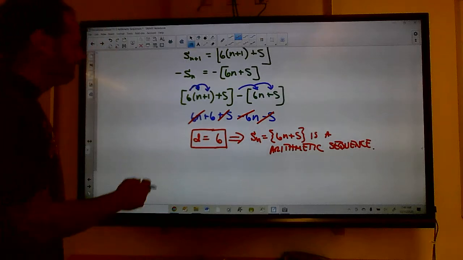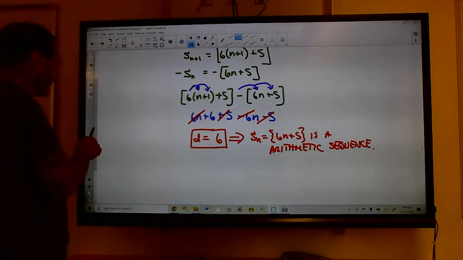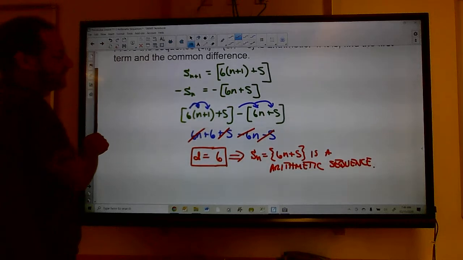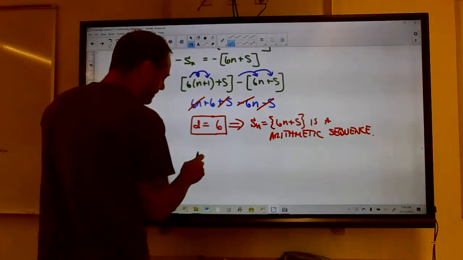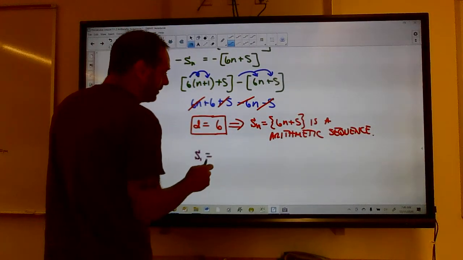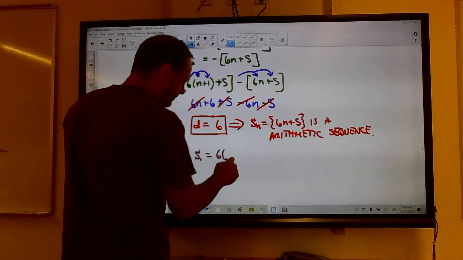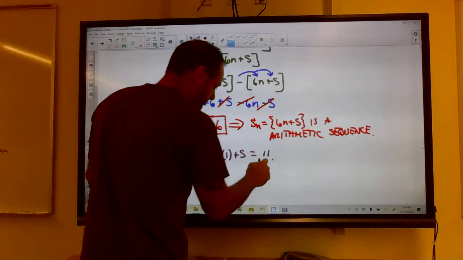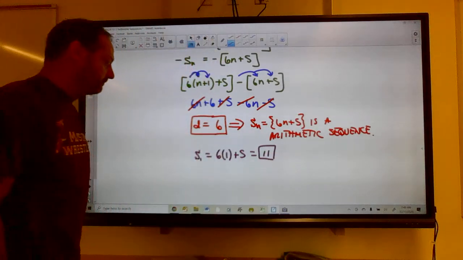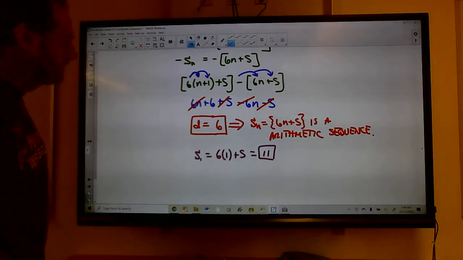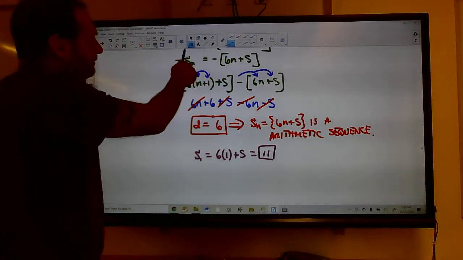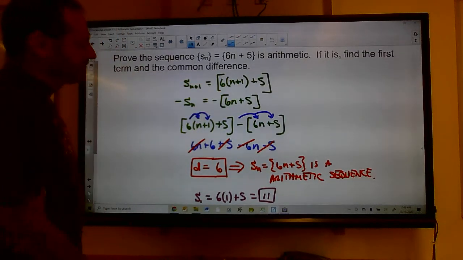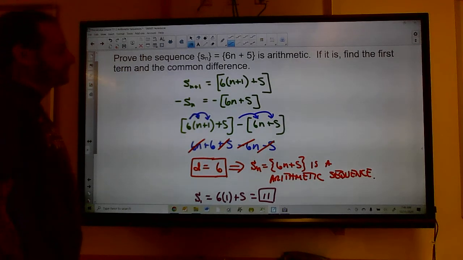Okay, so I proved it, I found the common difference, and then the last thing it asked me to do is find the initial term, and in order to do that, you just plug in 1. So s sub 1 would be 6 times 1 plus 5, which is 11. So there's the first term. So I found the first term, I found the common difference, and I proved this method right up here is proving that it's an arithmetic sequence.